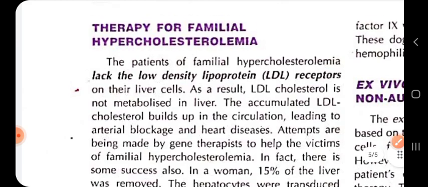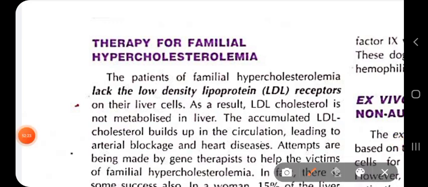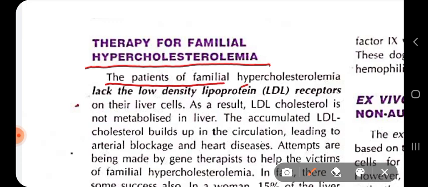Okay. There's another one called familial hypercholesterolemia. What does it occur? Why does it occur? Patients of hypercholesterolemia lack the low density lipoprotein receptors. So within their liver cells, there should be low density lipoprotein receptors which are used to metabolize the low density lipoprotein, which is called LDL.